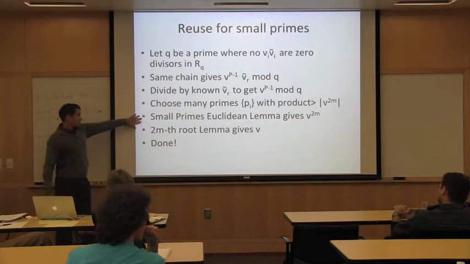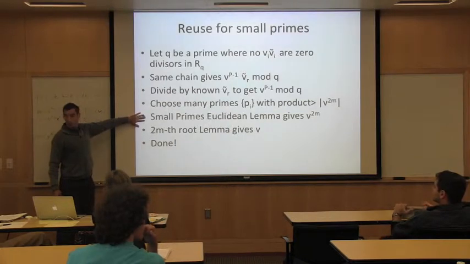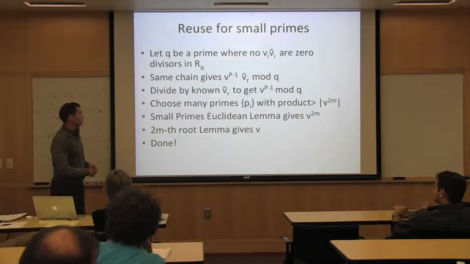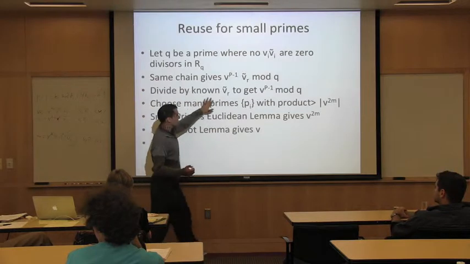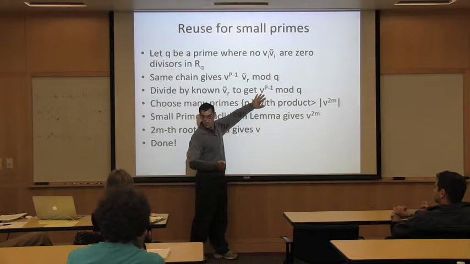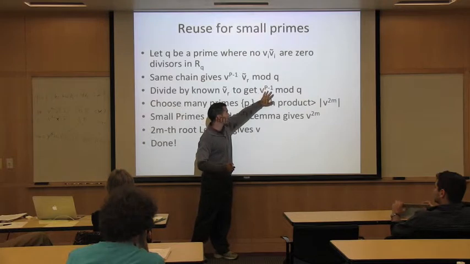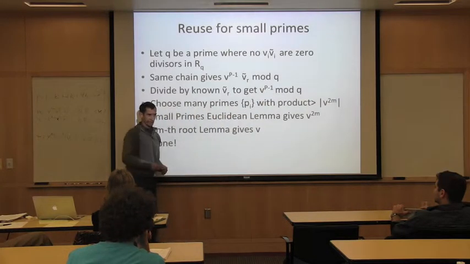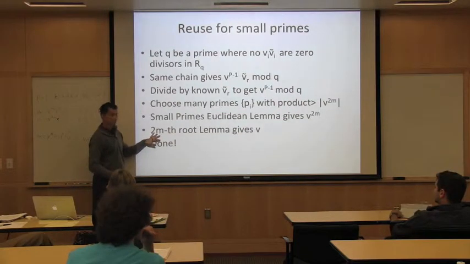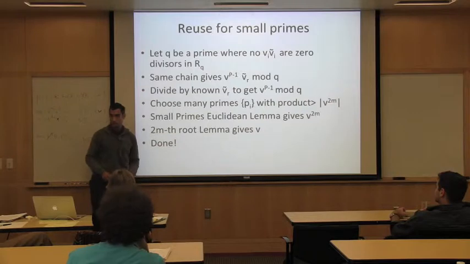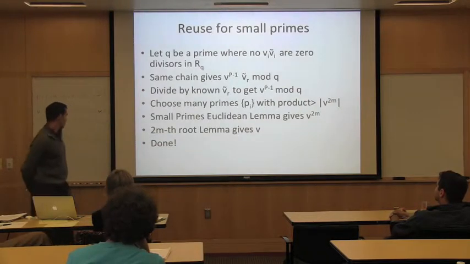And then we use that small primes Euclidean lemma that we went over before, which does the Euclidean element in the exponent with your other big prime. Because remember, we're going to repeat that. We did all this for the first big prime. If you do it all for the second big prime, you get V to the other prime minus 1 mod Q. And then you can use that Euclidean algorithm to get V to the 2m and then the 2mth root lemma, and that's how you get V. So that's the story of the polynomial chains.